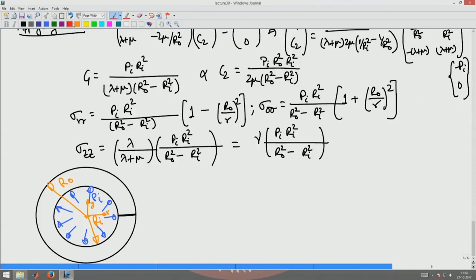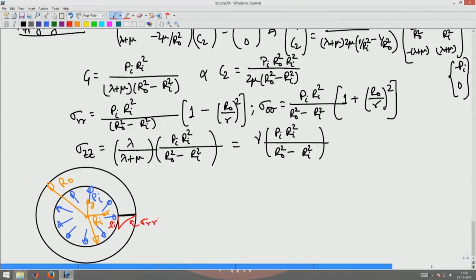Okay. You know that at the inner surface when r equal to r I, sigma r r is minus pi. So, this is minus pi, and at the outer surface when small r equal to r naught, this becomes 0. So, it varies from minus pi to 0 like this. It is 1 by r square, so it will be a hyperbolic kind of a variation there. Okay. This is sigma r r variation.